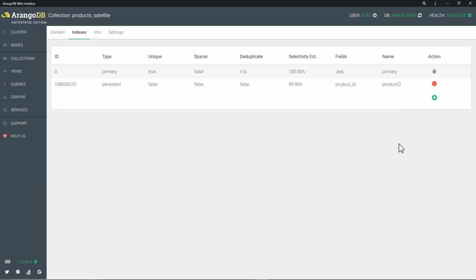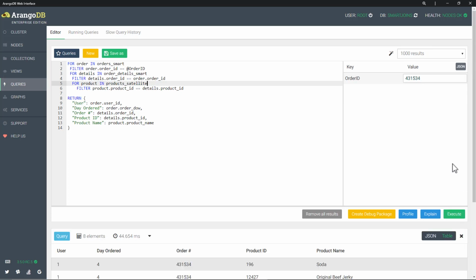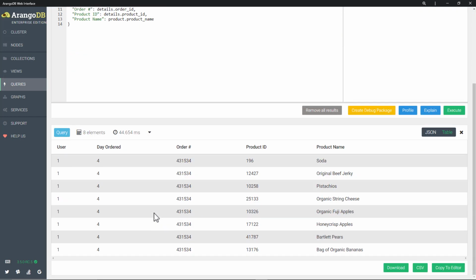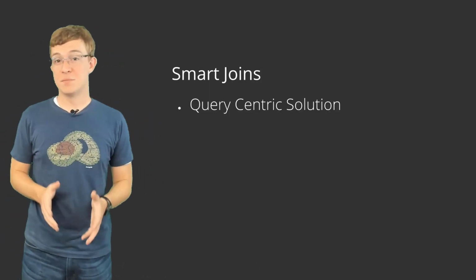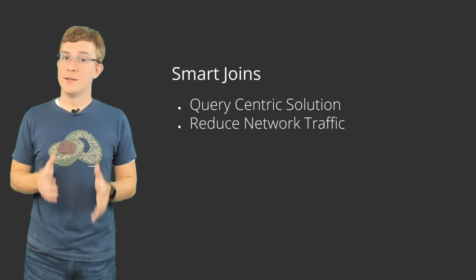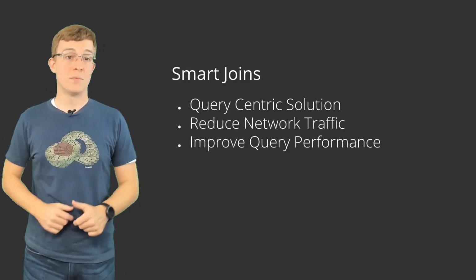Back in our query, we need to update the collection to be products_satellite. And now when we execute, it goes from 800 milliseconds to 44 milliseconds. Now our query joins data across three different collections in a clustered environment and returns all of the requested data in a fraction of the time it would have taken without SmartJoins. SmartJoins are a solution that centers around the queries being made against your data, and with a little bit of planning can substantially reduce network traffic and improve overall query performance.